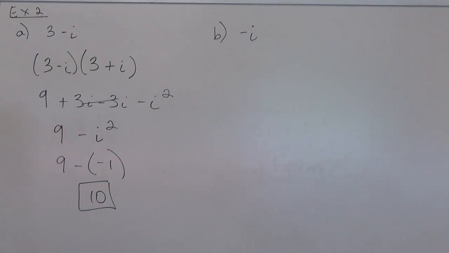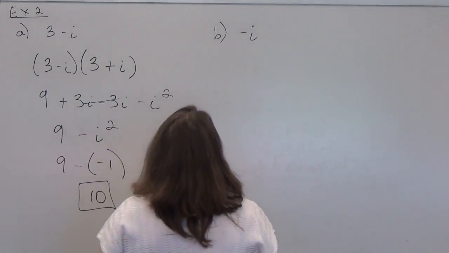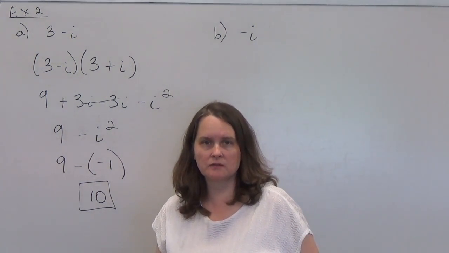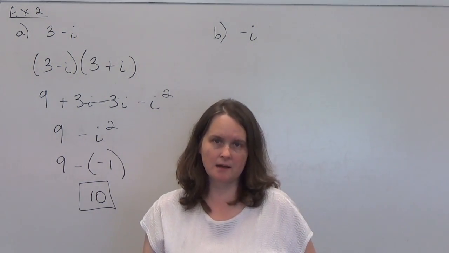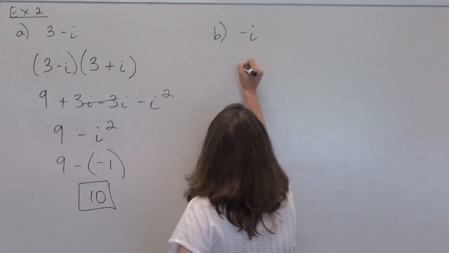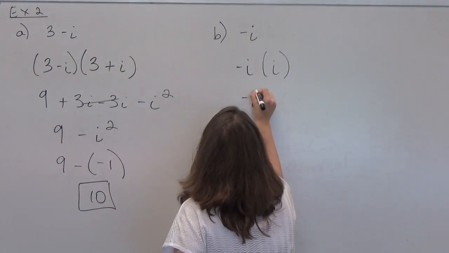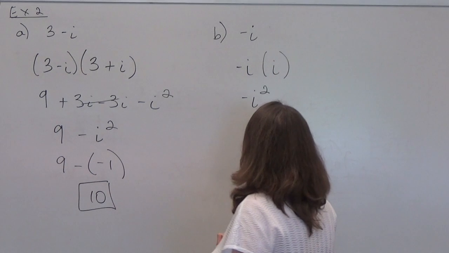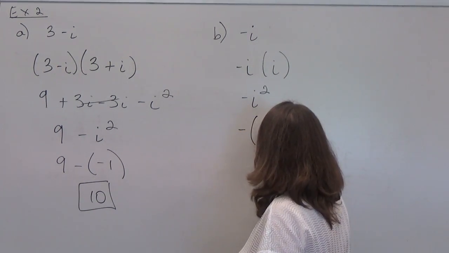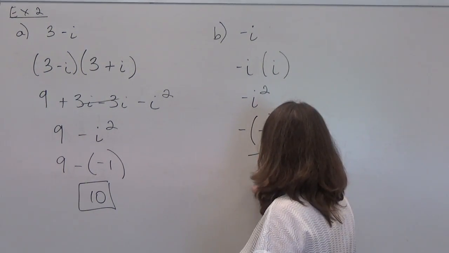For part B, what is the complex conjugate of -i? Well, that's the same thing as 0 minus i. The complex conjugate of 0 minus i should be 0 plus i. So we're going to multiply this by just positive i. So we'll have -i times positive i gives me -i squared. And again, replace i squared with -1. So negative, in parentheses, -1. So you've got this double negative, so your answer is positive 1.